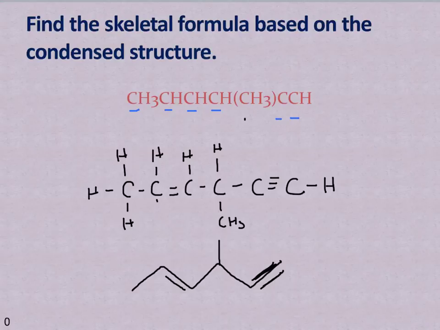So now I show the exact same thing in all 3 of these structures. I'm just showing it in a different way. Here I have my condensed formula. Here I have the Lewis structure, and here I have my skeletal structure. And on the skeletal structure, remember, I don't have to draw in the hydrogens because I can always figure out what they are.